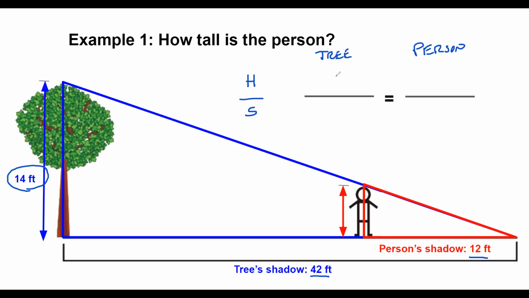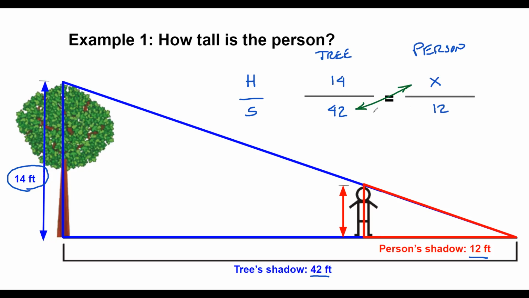So the tree is 14 high and 42 foot shadow. The person has a 12 foot shadow and an unknown height. So this starts to look like a proportion problem. Let me change my color as we finish this off. We're going to solve this proportion problem just like we have before.